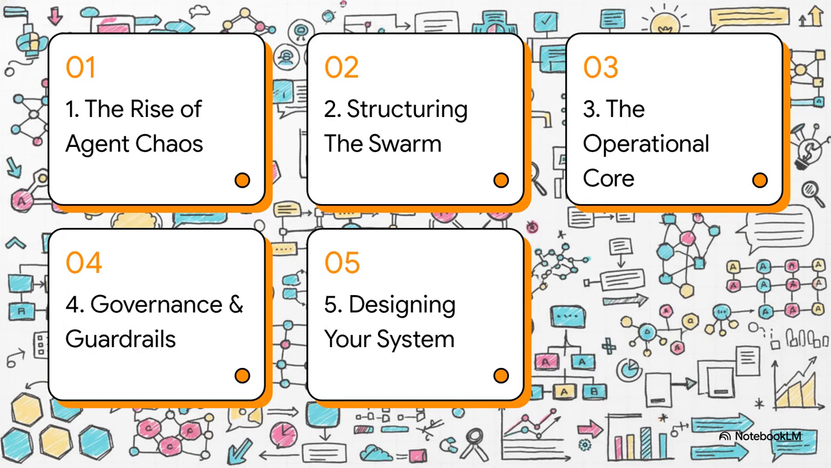Here's what we're going to cover. First, we'll dig into why agent chaos is even a thing. Then we'll look at the patterns for structuring the swarm, building out its operational core, and putting up the guardrails you absolutely need. And finally, we'll bring it all together so you can see how to design your own system.